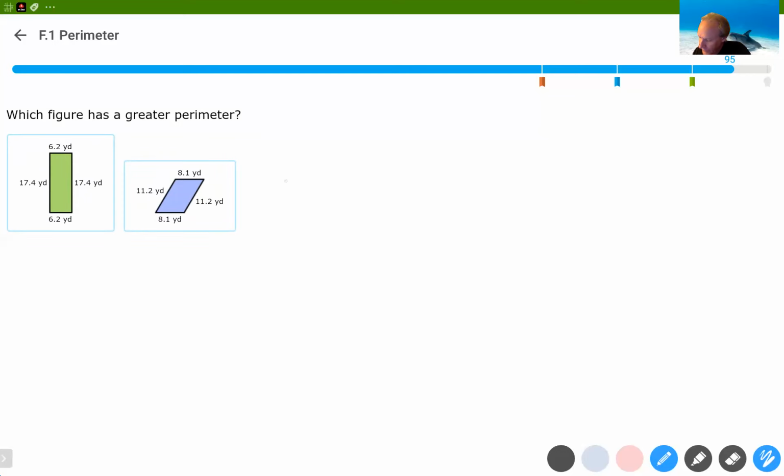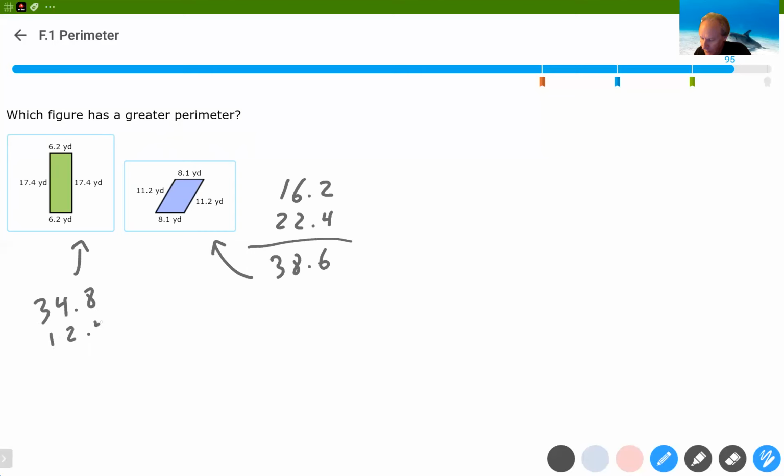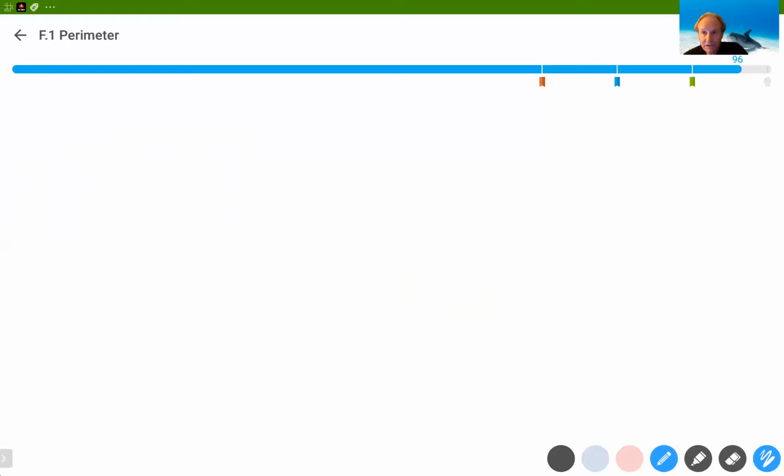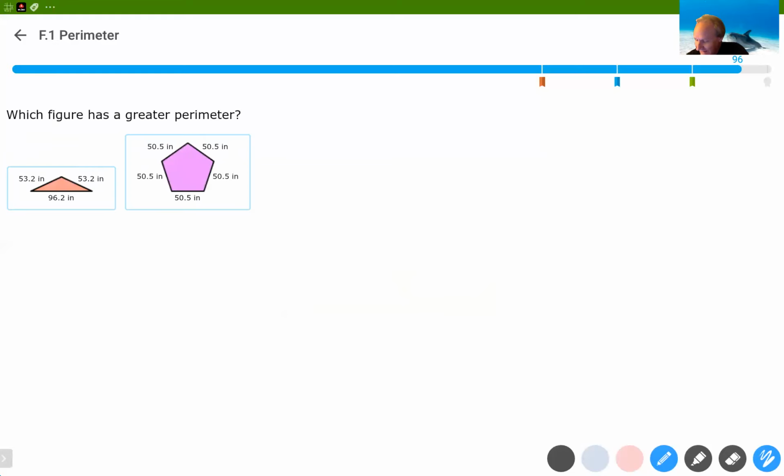We've got two 8.1s, which is 16.2. We've got two 11.2s, which is 22.4. It's going to be 38.6 for this one. This one is going to be 34.8 and 12.4, which is 47.2. Definitely this one. I should have checked whether it was yards or feet.